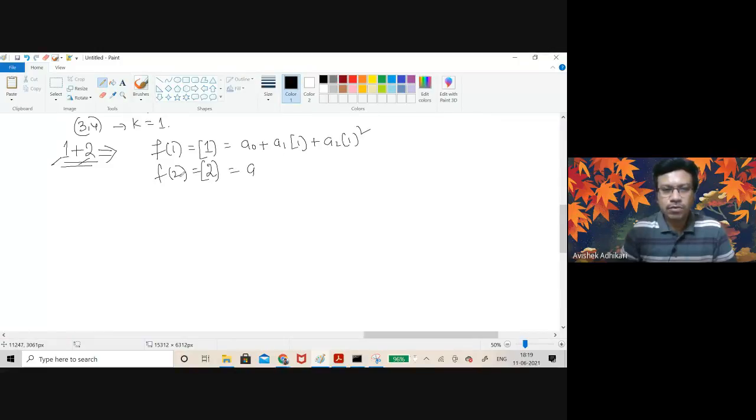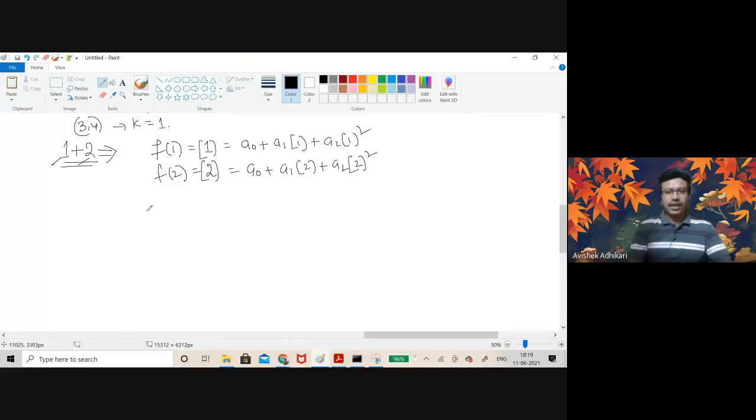Similarly, they just put the value of 2 here: a0 plus a1 times 2 plus a2 times 2 squared. If I write it like this, then this will be a0 plus... I am not writing class, just assume that class is there. So a2 equal to class 1 means 1, and a0 plus 2a1 plus 4a2 equal to class 2. Now try to solve this equation in Z5.